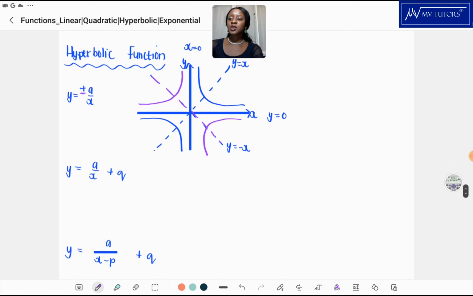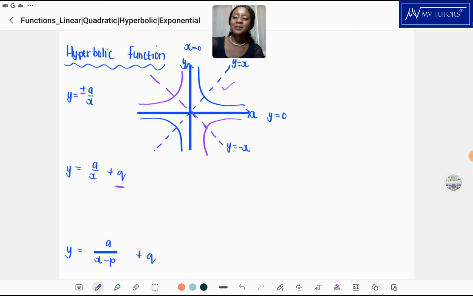Now, as soon as you start adding q over here, q indicates that there is a vertical shift. You have your hyperbolic function, and you add a value or subtract a value. So it either shifts up, which would be positive q, or shifts down, which is negative q. I'm not going to sketch that, but it's like taking this exact function and moving it up or down. And if you do, the equations of your asymptotes will actually change.